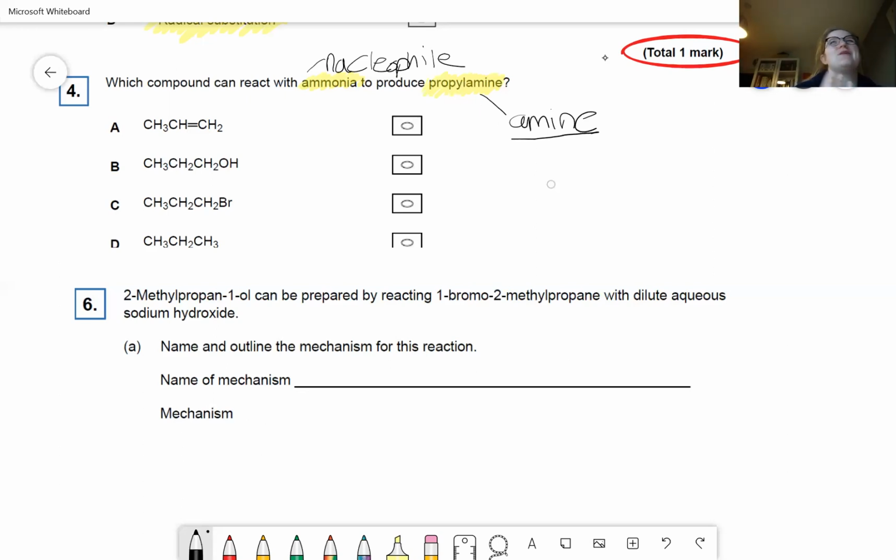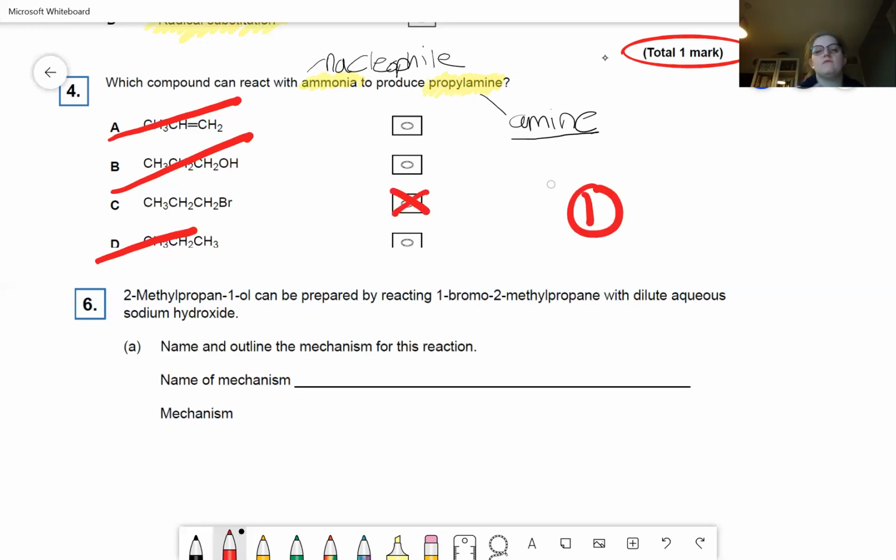At GCSE, obviously, we wouldn't go into this detail of alkenes and stuff, but you would maybe have a list of names of compounds here. You need to actually be able to pick it out from the displayed formula. So let's have a quick look. We've got a double bond in A, which means it's an alkene, so it can't be that. D doesn't have a halogen in it, so it can't be that. B has an OH, an alcohol, which also doesn't have a halogen in it, so it can't be that. So it has to be C, and that would get you 1 mark.